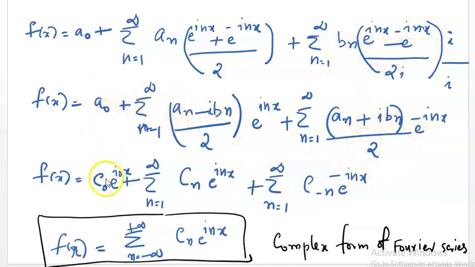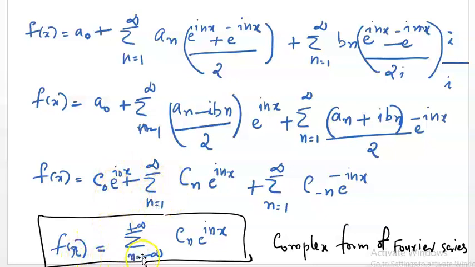And this a0 is written as a0, this term is written as cn, and this term is written as c minus n. Then for a0 I am writing c0. And here I am introducing e to the power i 0 into x. Its value is 1, so I can safely add this term.